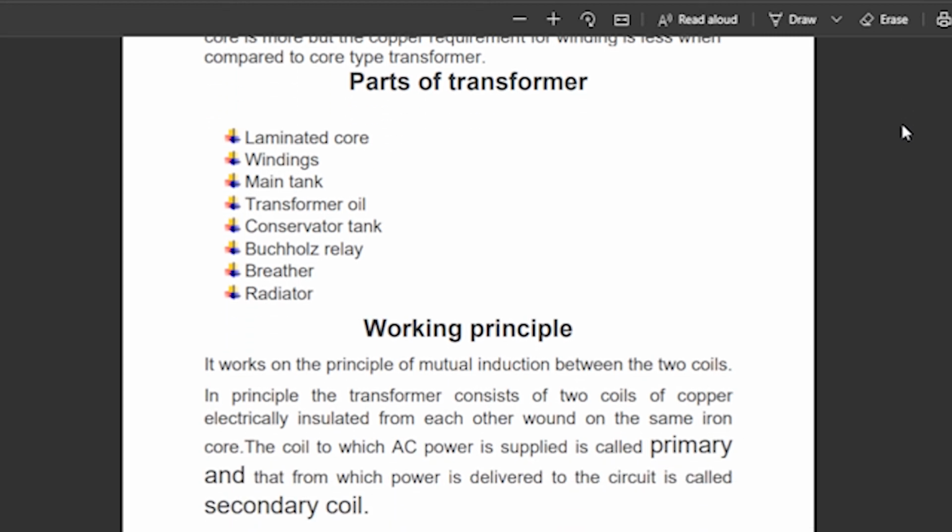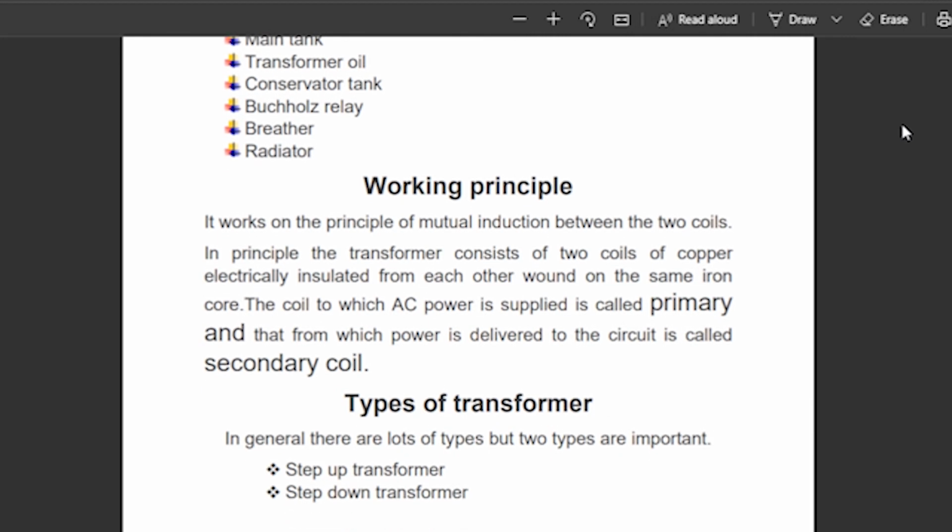Now we discuss about the parts of transformer. Laminated core, windings, main tank, transformer oil, conservator tank, Buchholz relay, breather, radiator. The working principle of the transformer is that it works on the principle of mutual induction between two coils. In principle, the transformer consists of coils of copper electrically insulated from each other, wound on the same iron core. The coil to which AC power is supplied is called the primary, and the one from which power is delivered to the circuit is called the secondary coil.